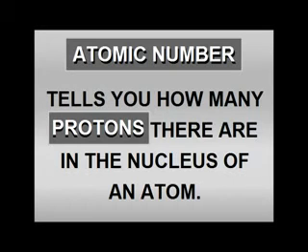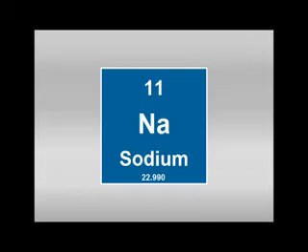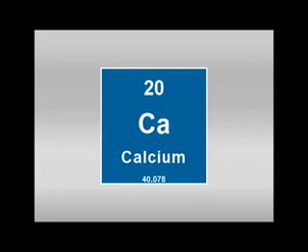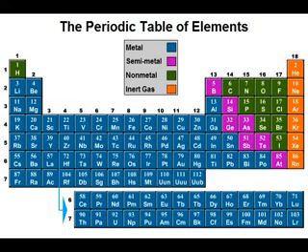Let's take a look at a few more examples. Sodium has 11 protons in its nucleus. Magnesium has 12 protons, and calcium has 20 protons. Every atom of a specific element has the same number of protons in its nucleus.